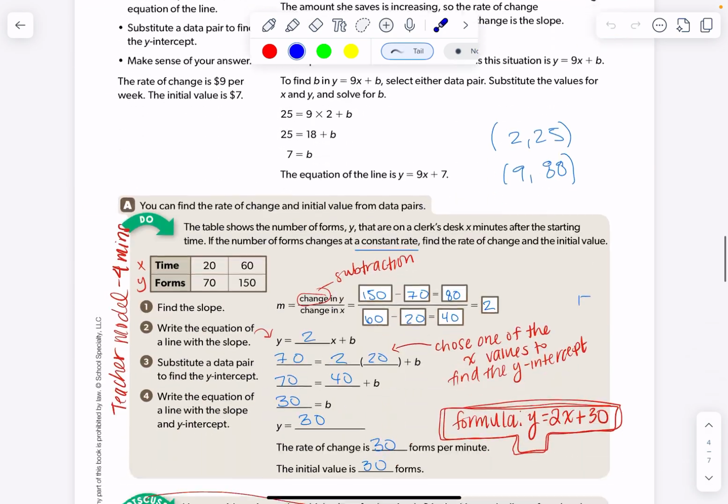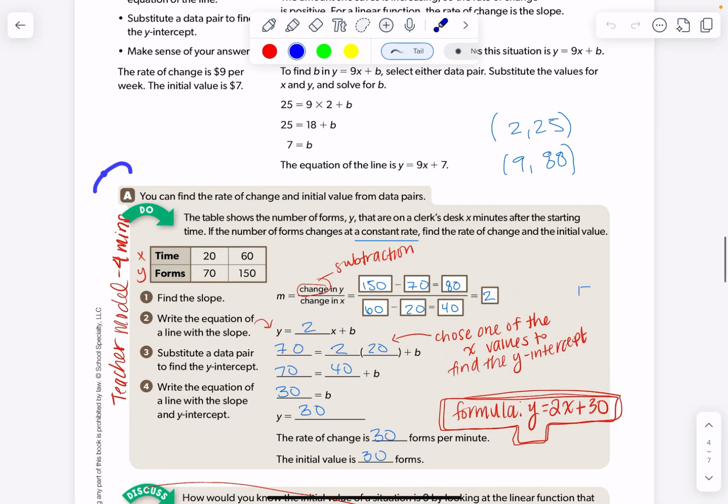And so jumping into question letter A, you are going to model this question, taking about 4 minutes to do so. It tells us you can find the rate of change and initial value from data pairs. There are a few different formulas that we are going to highlight with this first model. So you might want to have students write these formulas down, or you might want to have students take notes as you're going through them.